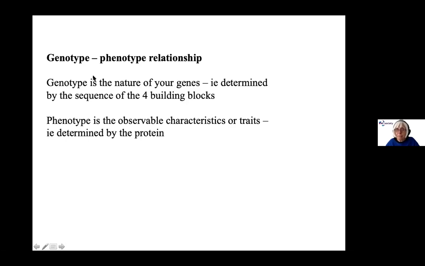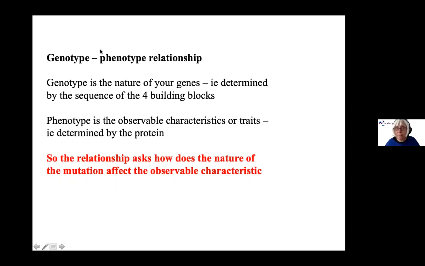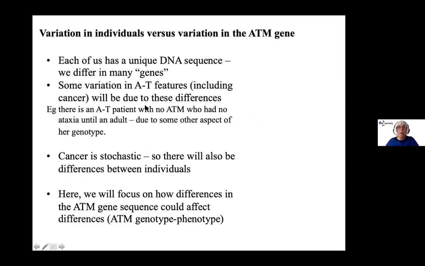Now, your genotype is the nature of your genes, and that's effectively determined by the sequence of those 4 building blocks, which I've told you. The phenotype is the observable characteristics or traits, and that's determined by the protein. Now, the protein is determined by the sequence of these building blocks, but there's a slightly different relationship there. So the genotype-phenotype relationship asks how the nature of the mutation affects the observable characteristics. Just to bring out what we're not going to talk about initially.